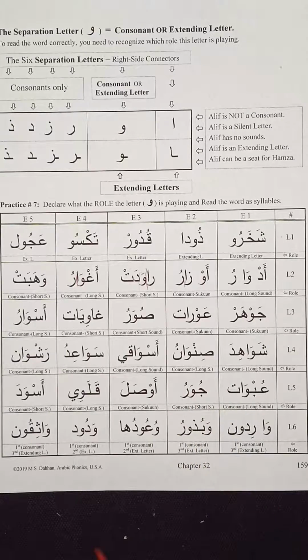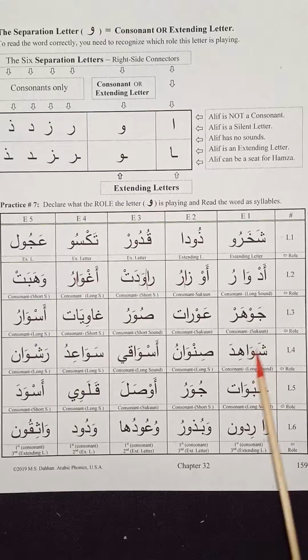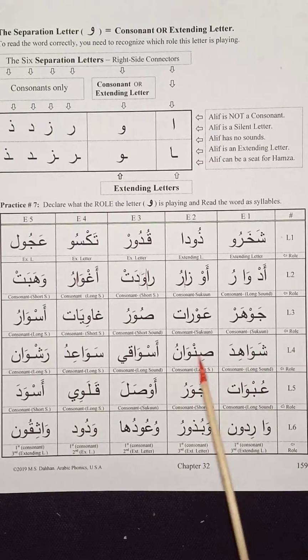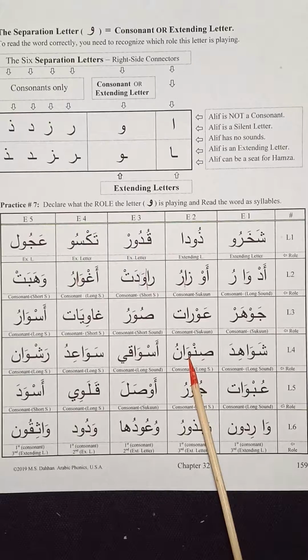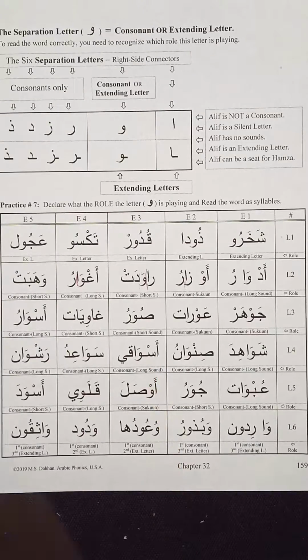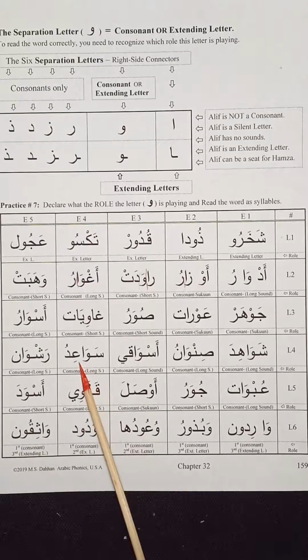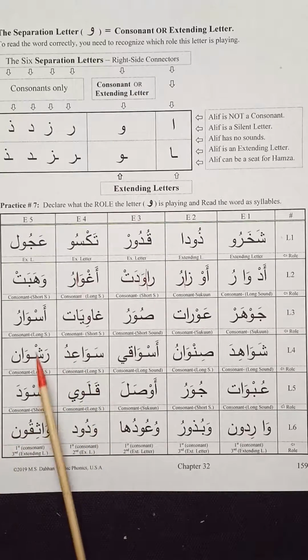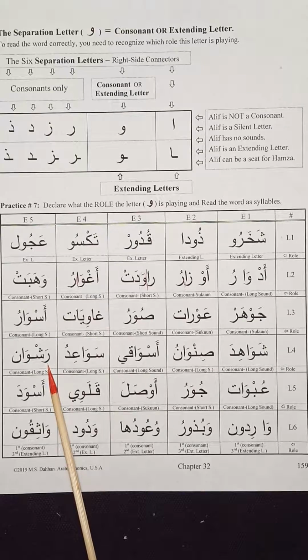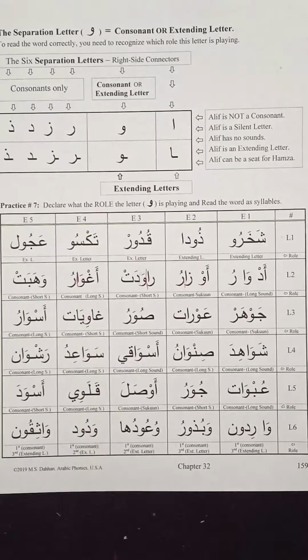Line 4. Sha, wa, hi, da. Here it's a consonant. Sin, wa, nu. It's a consonant because it has a vowel. As, wa, qi. It's a consonant. It has a vowel. Sa, wa, i, do. Next, rush, when. It's a consonant here.